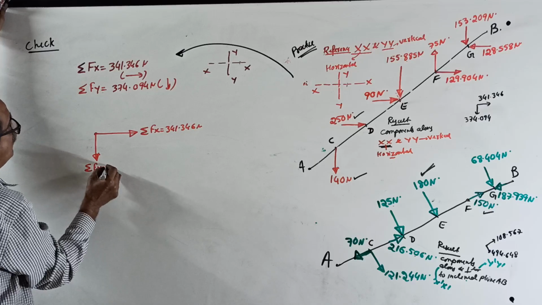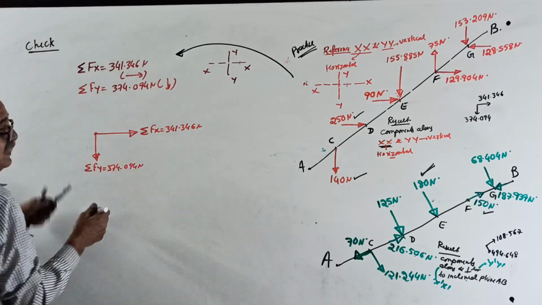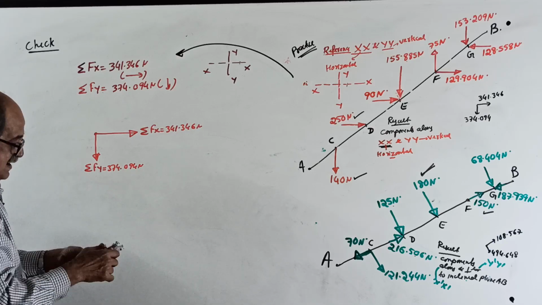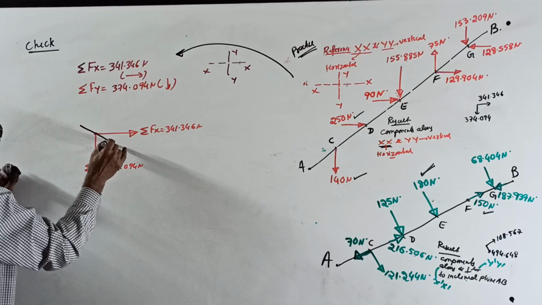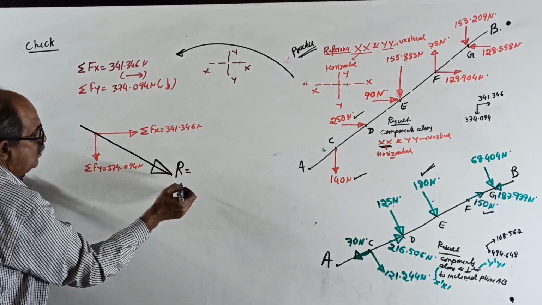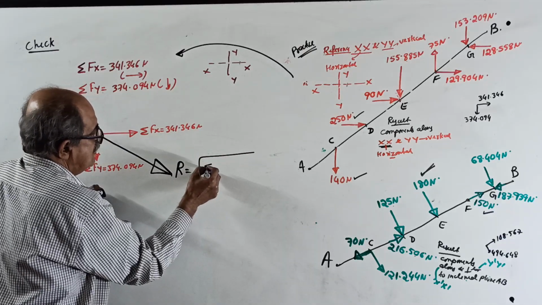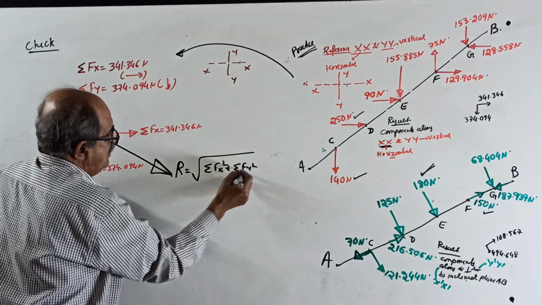Sigma Fy is down, equal to 374.094 Newton. Now the resultant, I use black color. This is the resultant for the complete force system. Resultant R equal to root of sigma Fx square plus sigma Fy square.